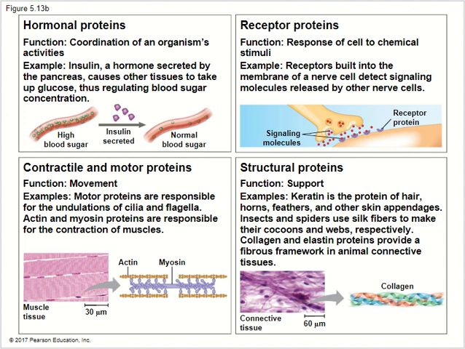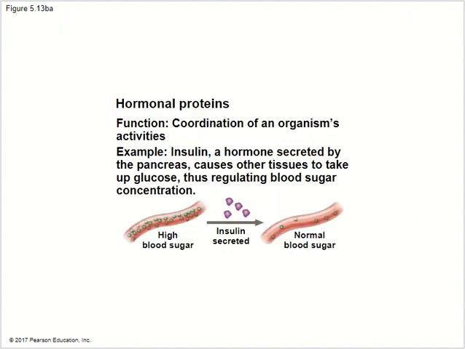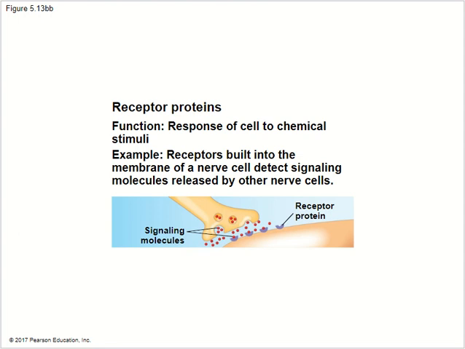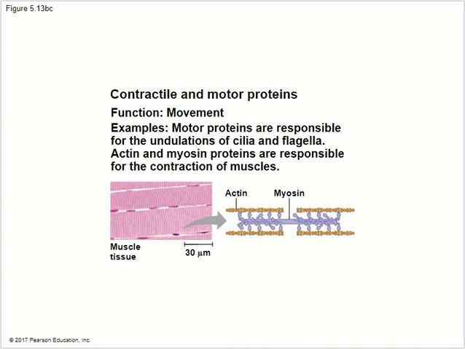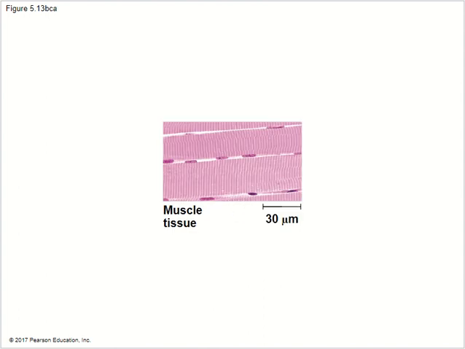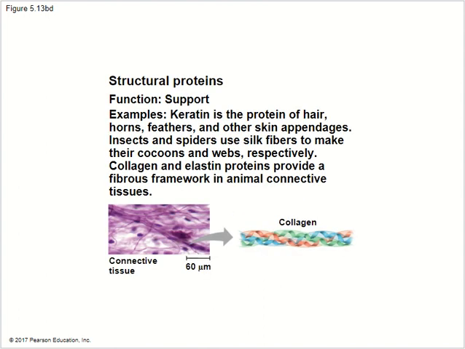There are hormonal proteins, one of which is insulin, which helps reduce excess blood sugar. There are receptor proteins that exist on the outside of cells, where they help send chemical signals. There are contractile and motor proteins that are involved in movements, such as in muscles. And then there are structural proteins that have the function of support, of which many examples can be found in connective tissues.